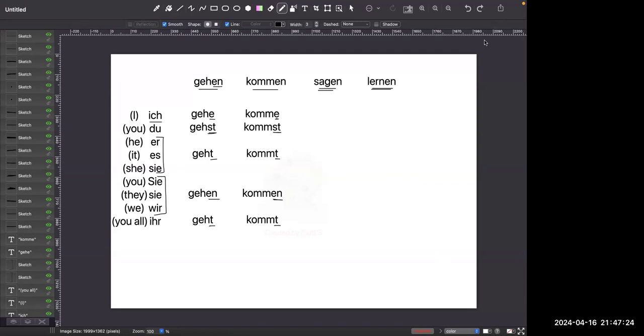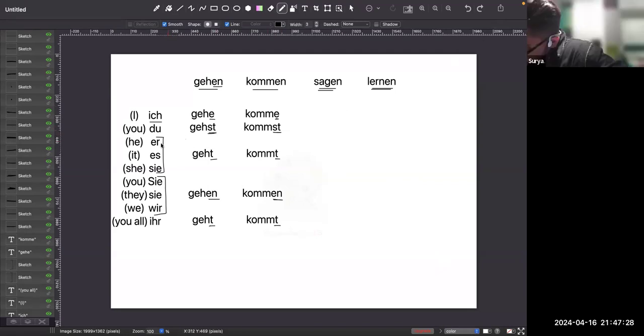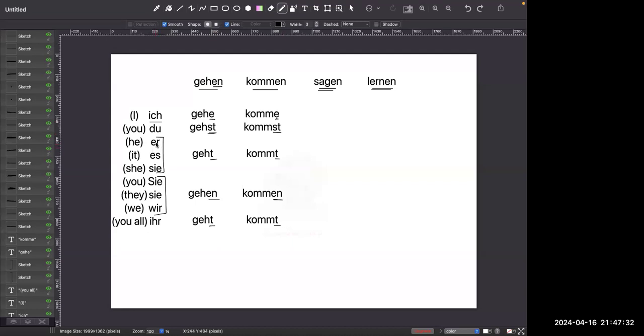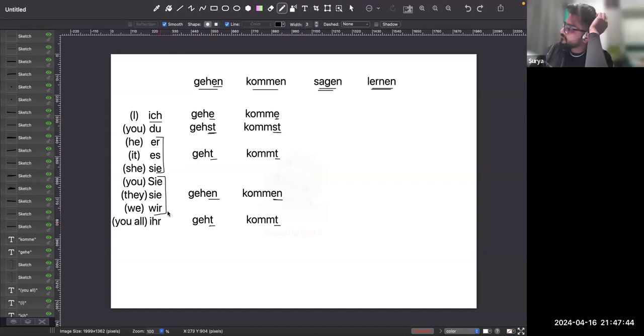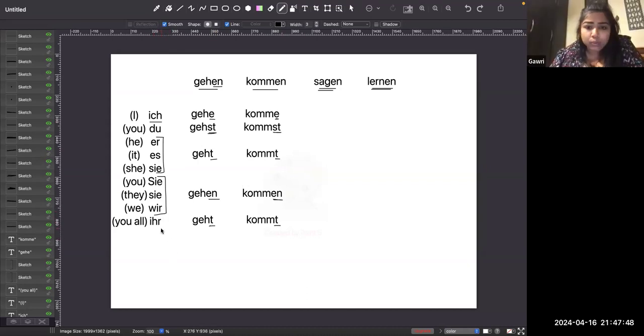Gauri, it can be combined, right? So er, es, sie can be combined. And ihr? No. Ihr cannot be combined here because there will be some verbs where ihr will be different. So that is the reason it is written separately. It is not written in a combined way.